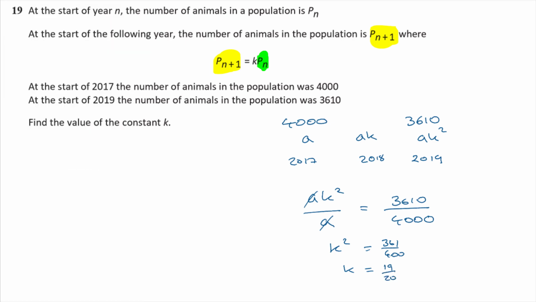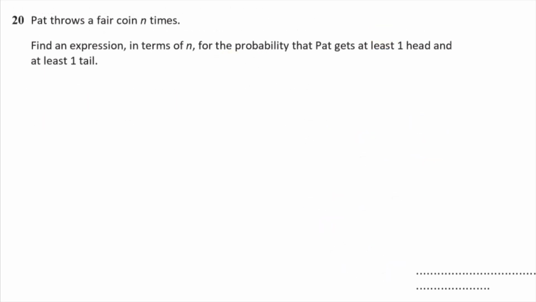Okay, so K is 19/20ths, so that's my constant. Question 20. Pat throws a fair coin n times. Find an expression in terms of n for the probability that Pat gets at least one head and at least one tail. Right, now we don't know how many times we're throwing this coin, so it seems illogical to be looking at all the possibilities. I think we want to try and narrow this down.